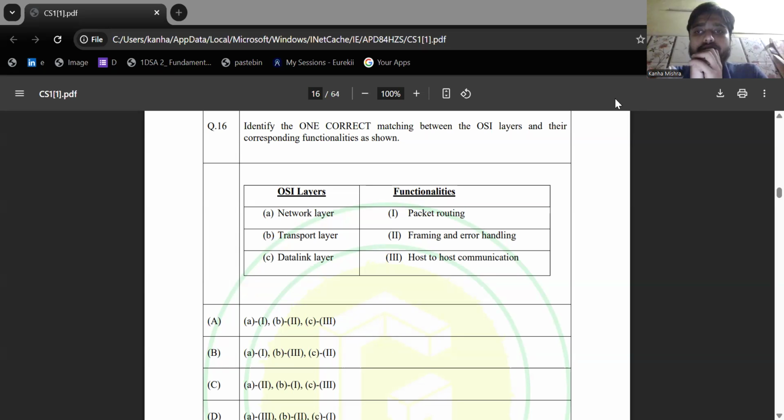Hello everyone, let's solve question 16 of GATE paper CS1 2025. Identify the one correct option matching between the OSI layer and the corresponding functionalities. Before solving that question, let's understand what an OSI model is.